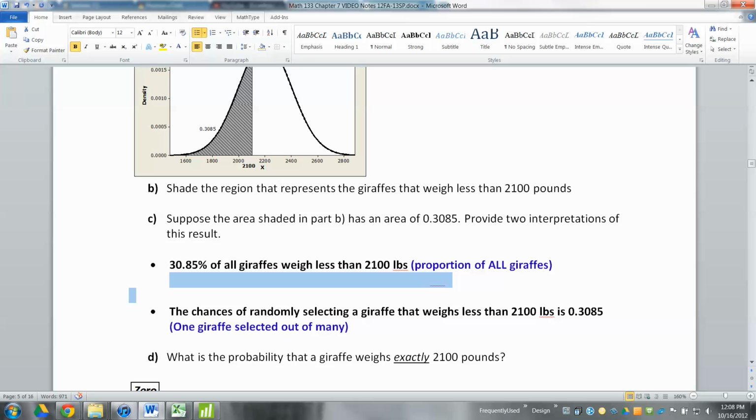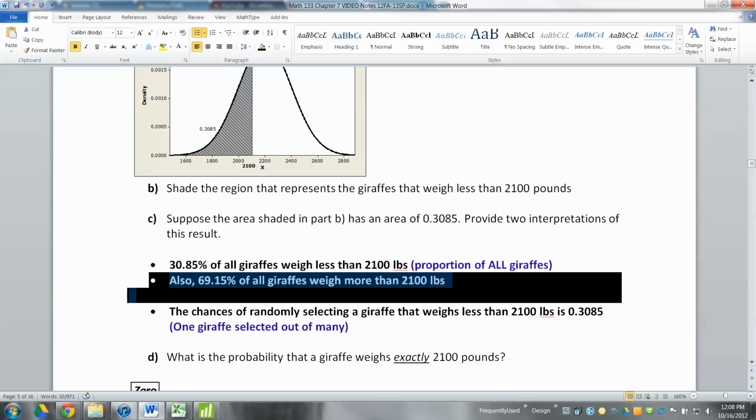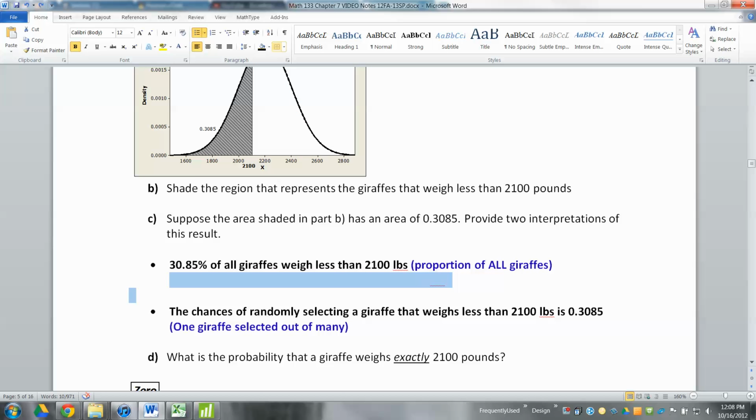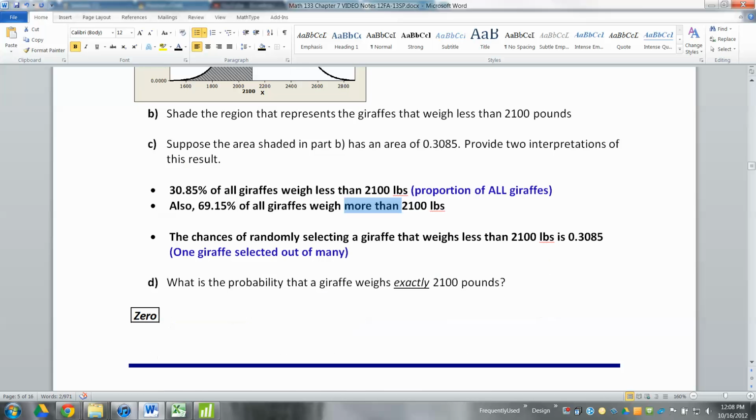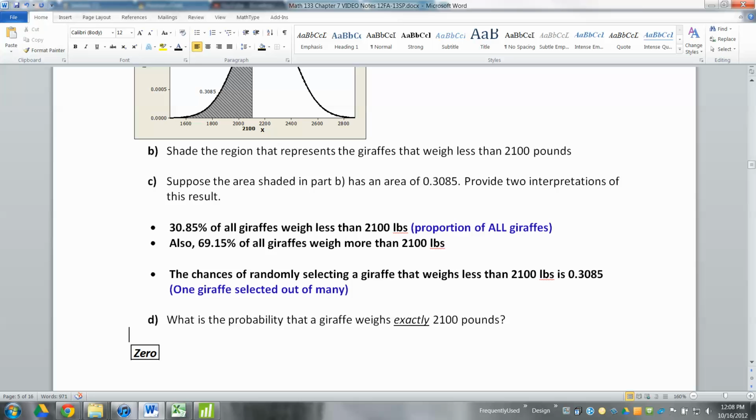Now, on the same token, that also means you could think of it as, if 30.85% are less than 2,100 pounds, then 69.15% are more than 2,100 pounds. But wait, what about equals 2,100 pounds? What about that line right there? 2,100 exactly. So I talk about less than, I talk about more than, but equal to, remember, is 0.